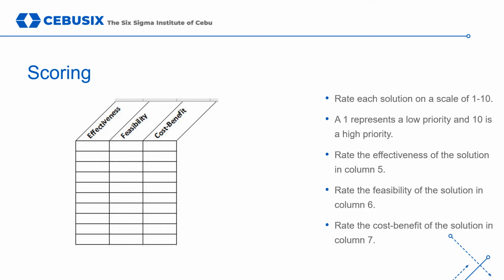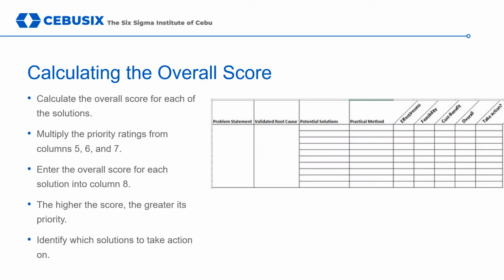The cost benefit is the estimated measure of how the cost of a project compares to the savings expected. This rating is not a formal cost benefit analysis, but is a high level estimation. If savings are expected to outweigh the cost associated with a project, the team ranks the solution as high. Otherwise, the team ranks the solution as low. The scores for effectiveness, feasibility, and cost benefit are multiplied to calculate an overall score.